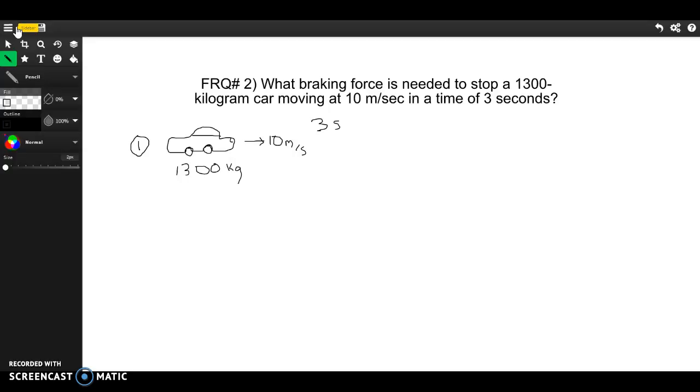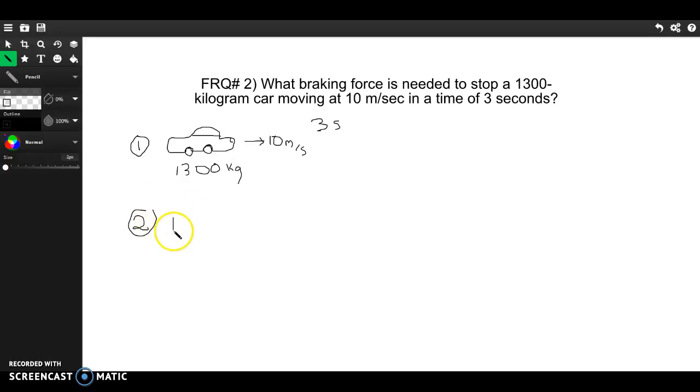It's not that complicated. It's just a car moving forward at 1,300 kilograms, and it's going at a speed of 10 meters per second, and you want to stop it in 3 seconds. And so the formula you're going to need to know for this, you're going to need to know a couple. Let's go and do step 2.